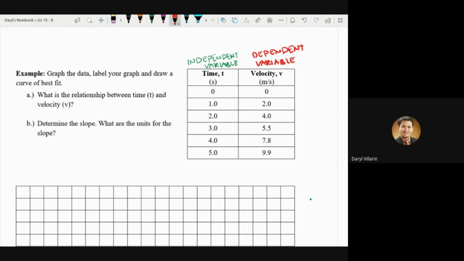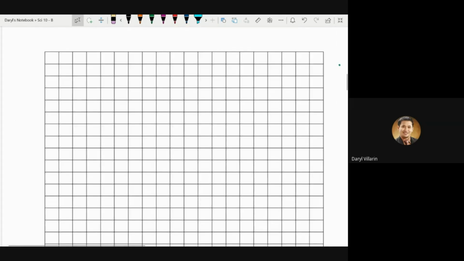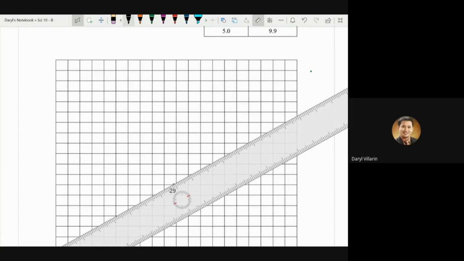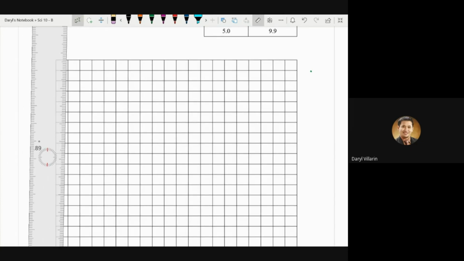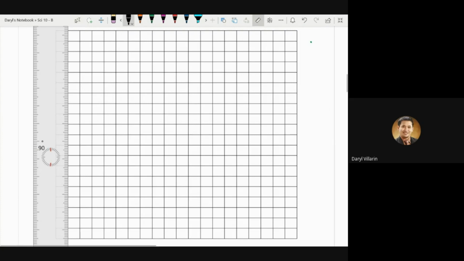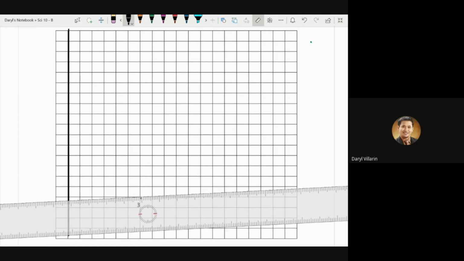So now I have my independent and dependent variables. So I'll just draw my Cartesian coordinate system. So again, my Cartesian coordinate system consists of two lines, one vertical. So I'm going to use a ruler and then draw a straight line. So one vertical and the other one horizontal.